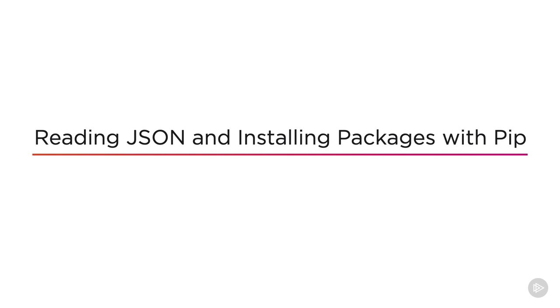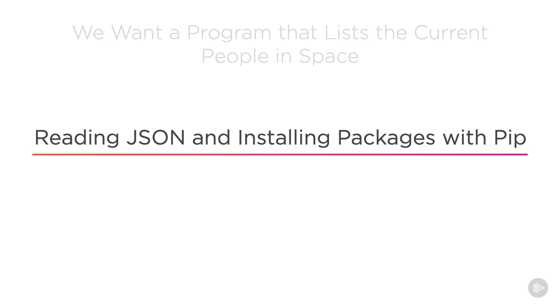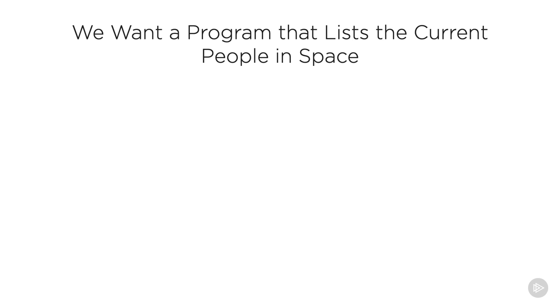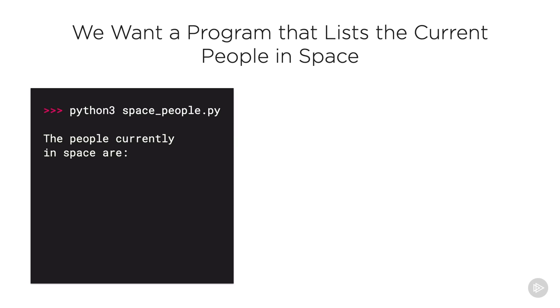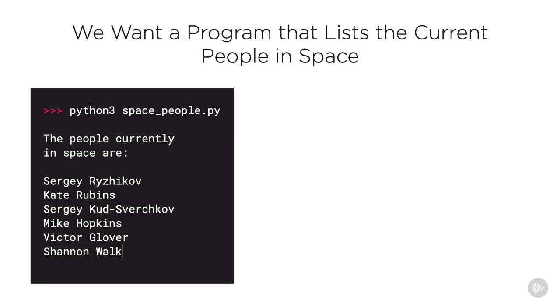In this module, we're going to read JSON data from the internet using the requests package, and we're going to see how to install the requests package with pip. Up until this point, we've created our own data or used data local to our own computer. Let's now make a program that needs to get current data from the internet. Some exciting data that is openly available is the current people in space. Let's make a program that retrieves this data and then lists the current people in space.